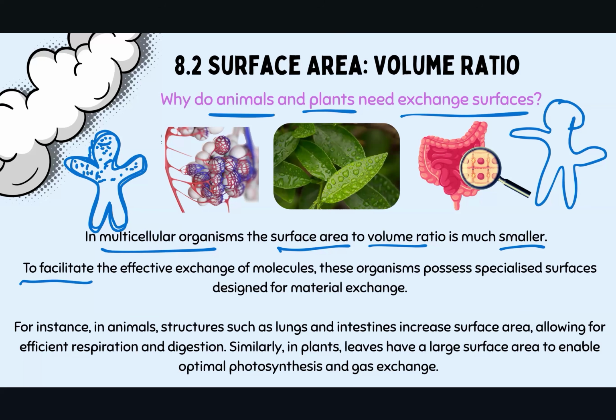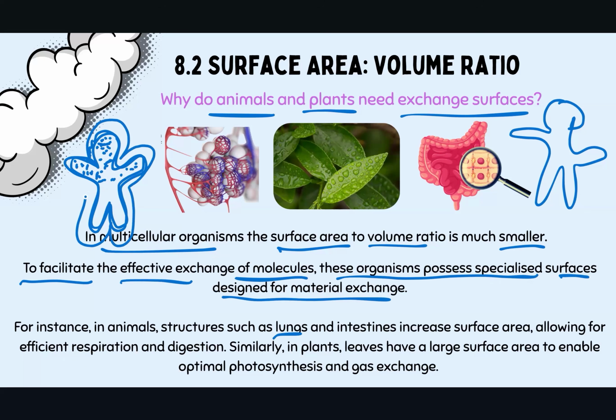So to facilitate the effective exchange of molecules, these organisms possess specialized surfaces designed for material exchange. What that means is we've got lungs. So that outer surface there is not enough for all the inside. So we need something on the inside then that increases our surface area. For example, the lungs. If you were to flatten out the lungs, it would cover around 2 tennis courts. So that therefore provides enough surface area. That's enough cells to get all the oxygen we need and to remove all the carbon dioxide waste that we've made and that we don't need.